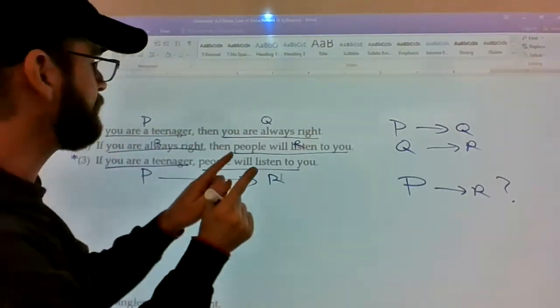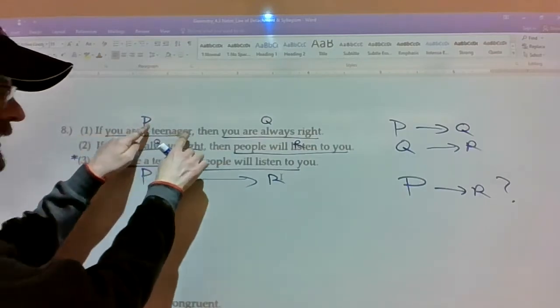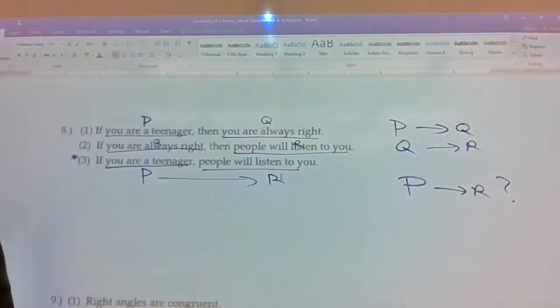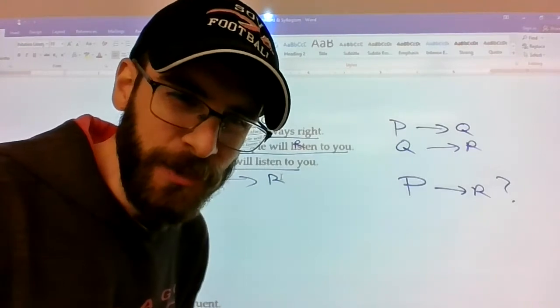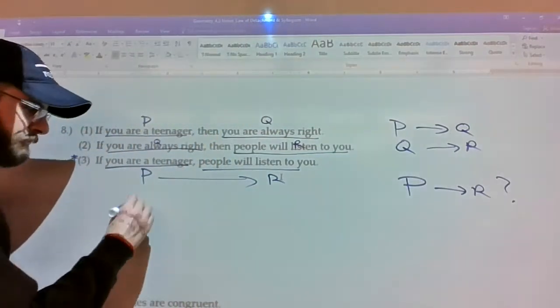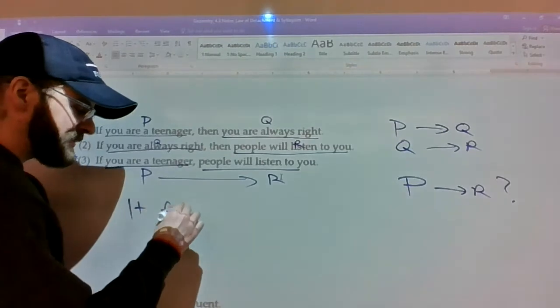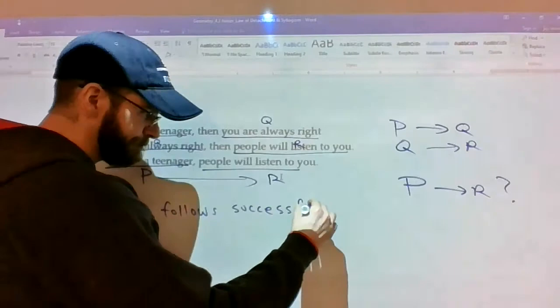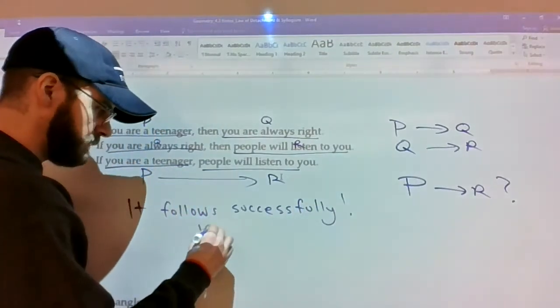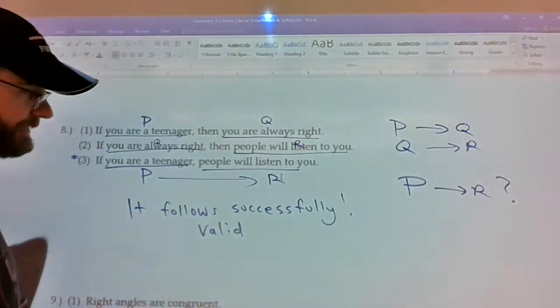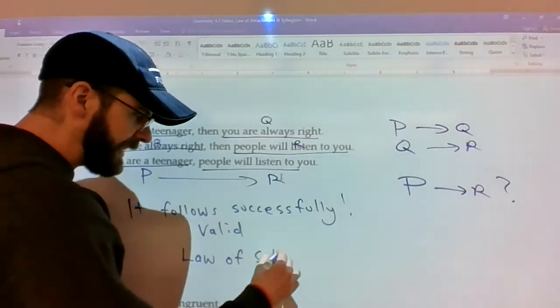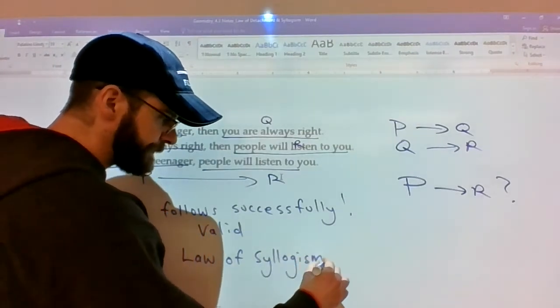Yeah, the flow of logic starts with being a teenager. You're always right. People listen to you. You're a teenager. People listen to you. I'm not sure if that statement was true, but from the logic, it follows successfully. It's valid. Why is it valid? Because of the law of syllogism. It's basically the transitive property for logic statements.